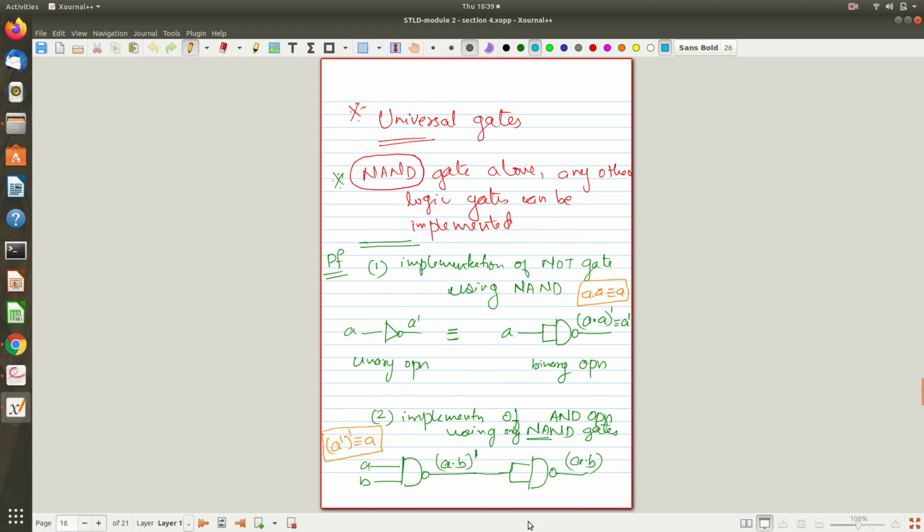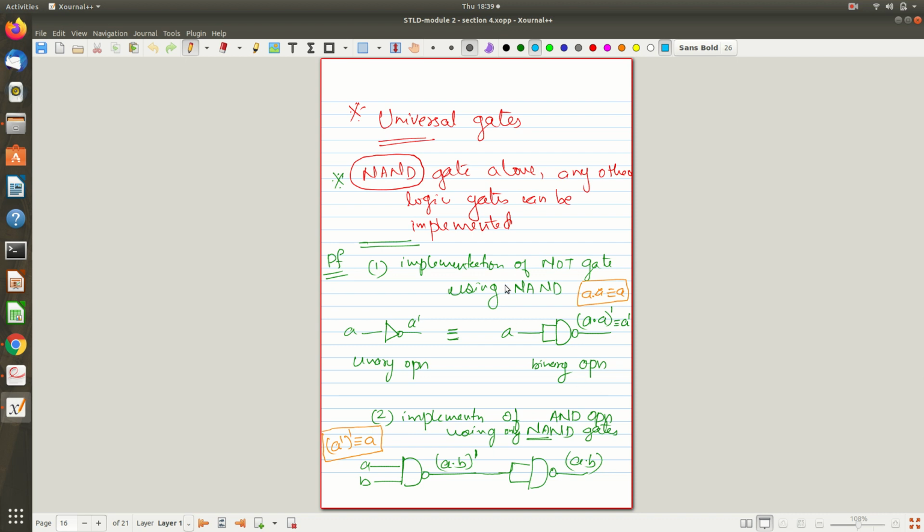Now we introduced something called the universal gates, and we saw that the NAND gate and NOR gate are known to be universal gates. It means just using the NAND gate alone, you can implement any other gate, or any complicated Boolean algebraic expression. So that is the power of this gate, right? That is what we proved in the last video lecture, where we tried to implement the fundamental gates using NAND.